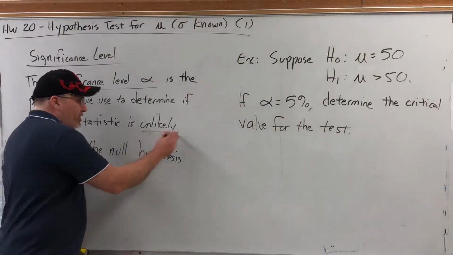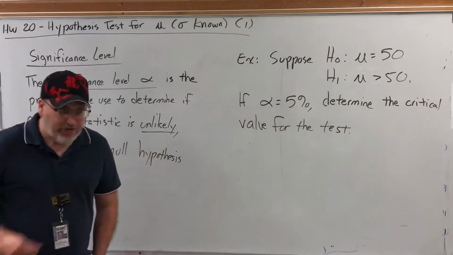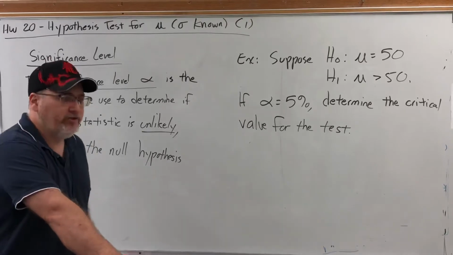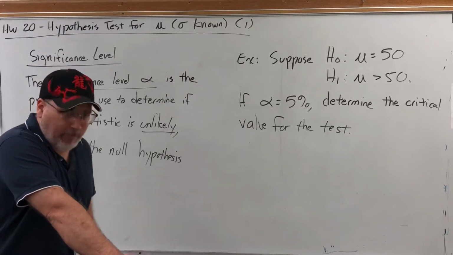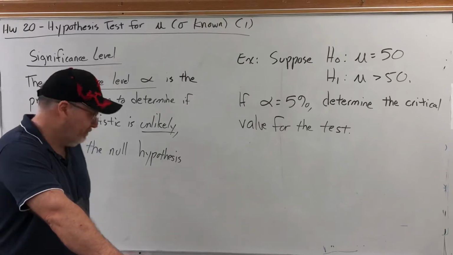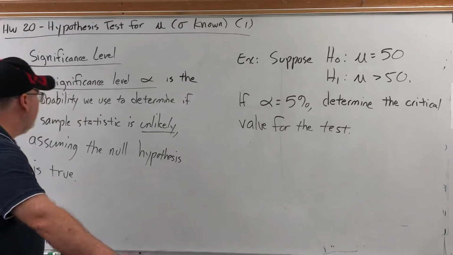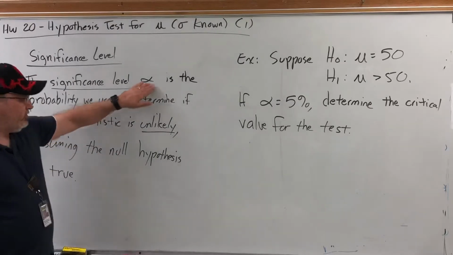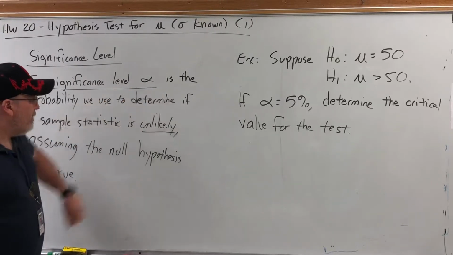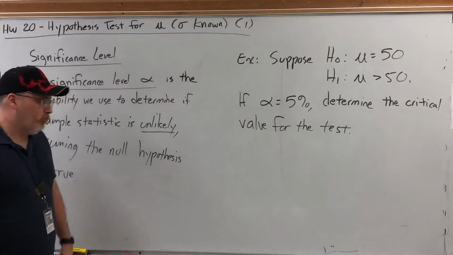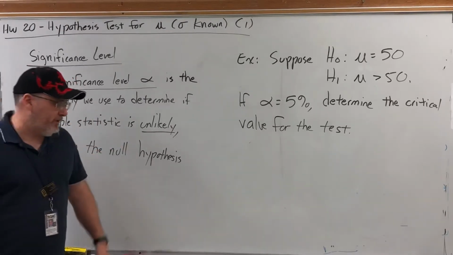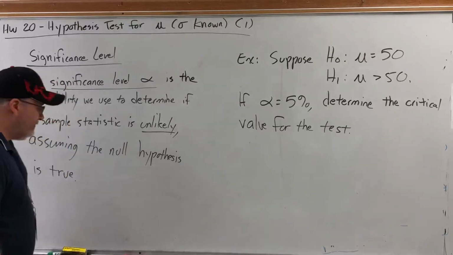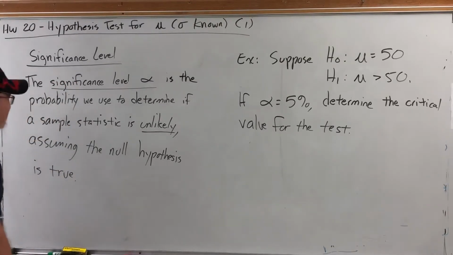Now, we've seen the word unlikely before in terms of probability. In fact, one of the questions on one of your tests was: an event is unlikely if its probability is less than something, and the answer was 5%. In general, we're going to use a significance level of 5%, but there are certain cases where you may want to raise the significance level. After I draw this picture, I'll explain a case where you would want to do that.